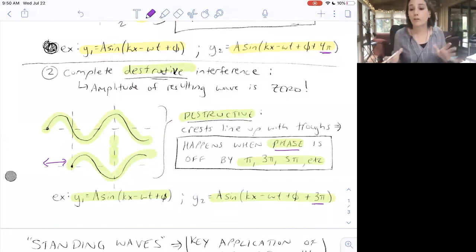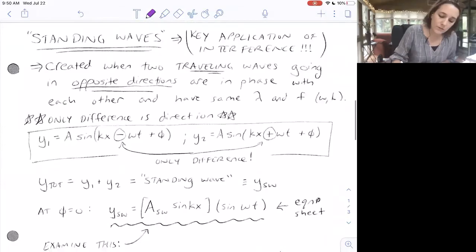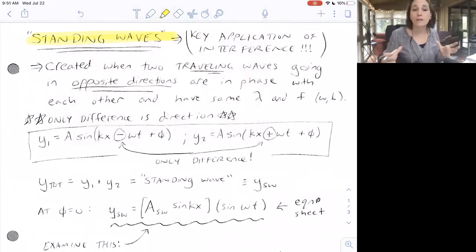That's the fundamentals of interference. You explore that a lot more in the second semester of physics when you also look at optics and do some interference with optics. In this class, we're going to focus on one key application of wave interference, which is called standing waves. Standing waves are our key application in UP1 for this idea of constructive and destructive interference. It's a really cool phenomenon that happens when you have two traveling waves traveling in opposite directions, and they're in phase with each other.